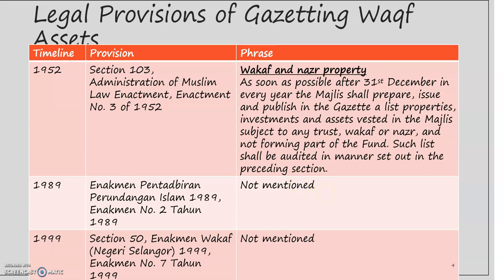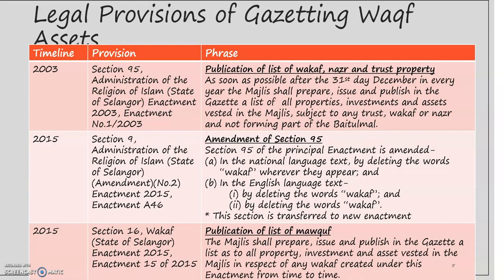But under the Administration of Muslim Law Enactment 1989, there is no such provision. Similar to the Selangor Waqf Enactment 1999, nothing is mentioned about the requirement for Gazette. And in 2003, under Section 95 of the Administration of the Religion of Islam for Negeri Selangor, there is another provision for Gazette. There is a requirement. But when there was the amendment in 2015, the word Waqf was deleted from the requirement.